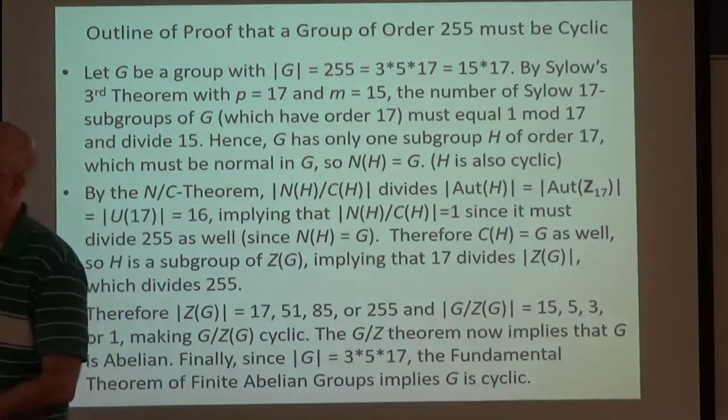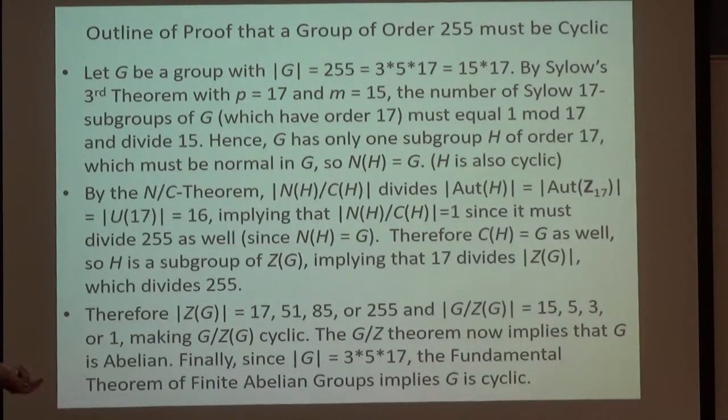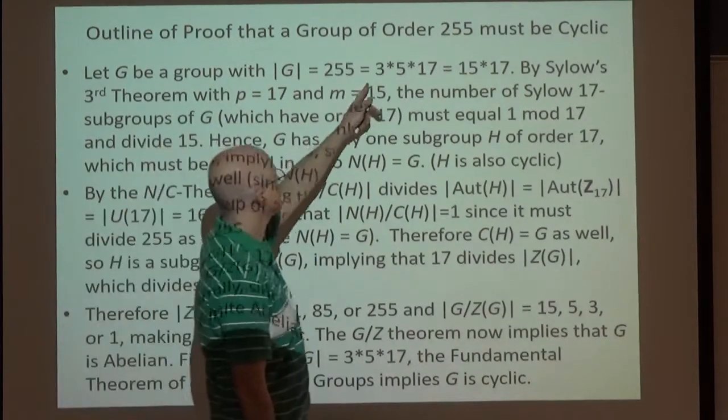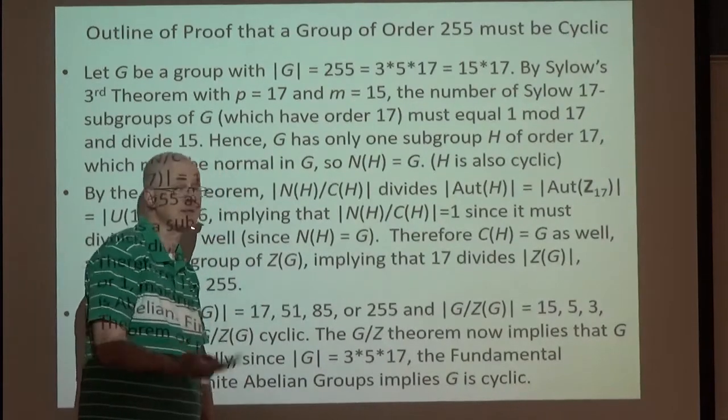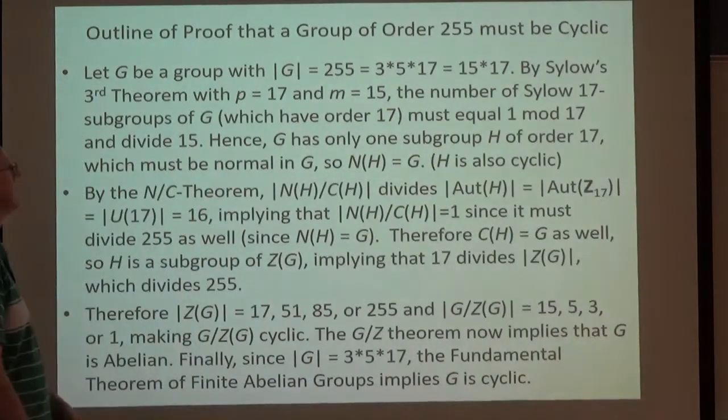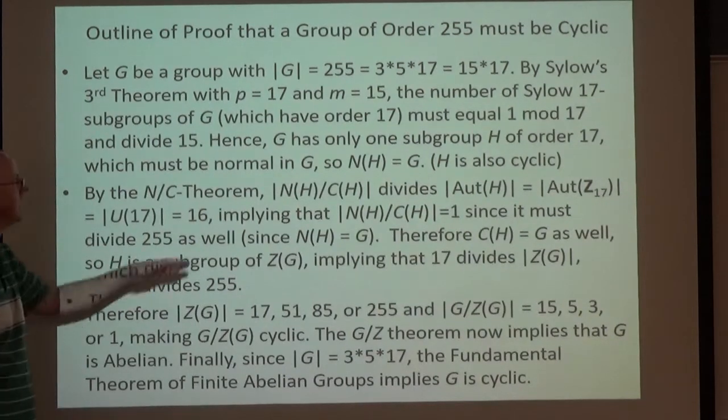And the thing that I would highlight here is that this argument is very similar, except we're using the Sylow theorems. We didn't use the Sylow theorems for showing that any group of order 35 must be cyclic. Here, for a group of order 255, which has prime factorization 3 times 5 times 17, you're going to have Sylow 3, Sylow 5, and Sylow 17 subgroups. We do need Sylow's third theorem, as you can see right away. But you also see, as you look through it, things from lecture 22 come up, like the N/C theorem.